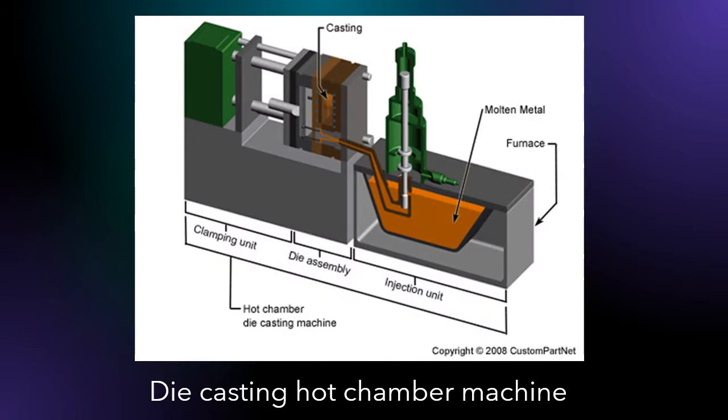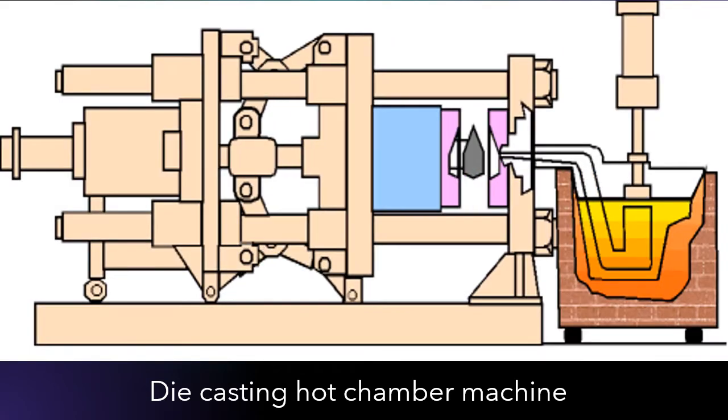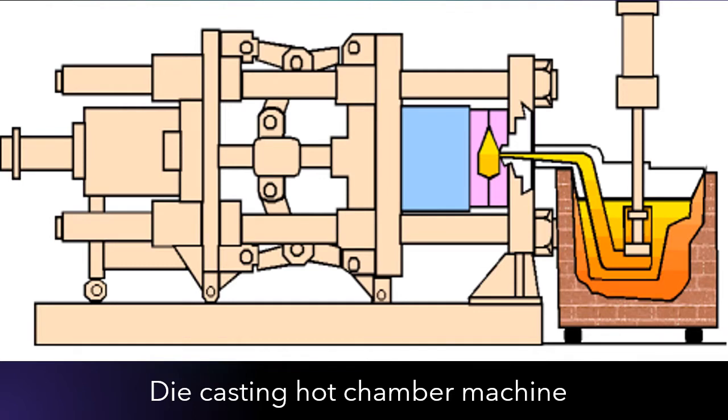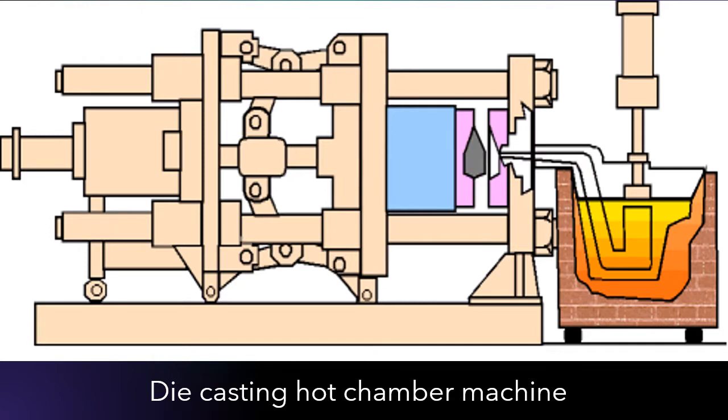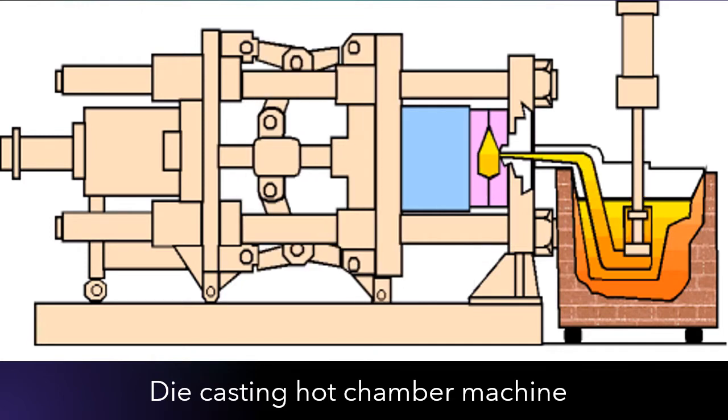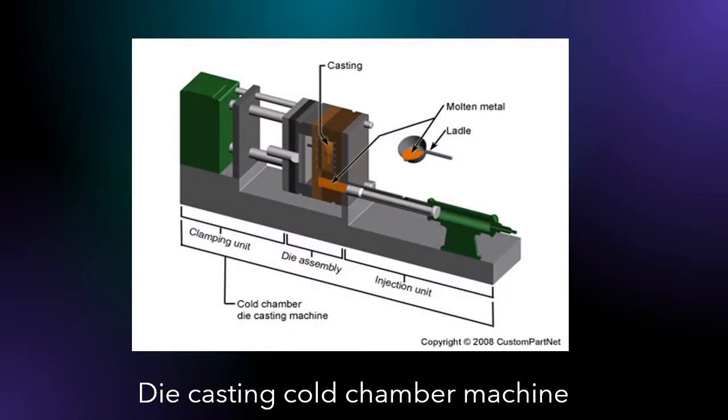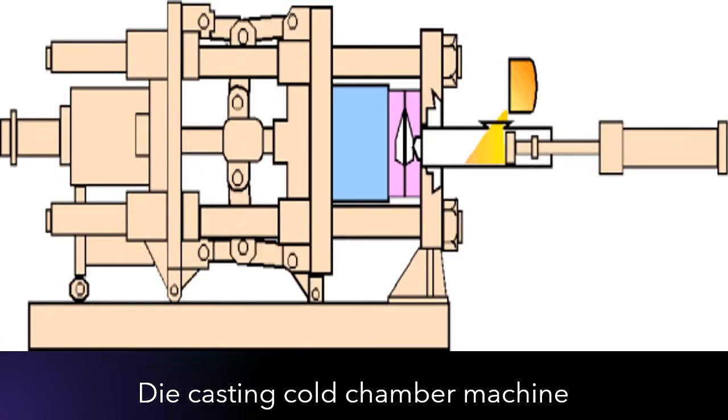The first type of die casting process is called the hot chamber machine. In this process, the metal is melted in a container attached to the machine. Then, a piston is used to inject the liquid metal under high pressure into the die cavity. In the die casting cold chamber machine, the molten metal is poured into a chamber from an external melting container. The piston is then used to inject the metal under high pressure into the die cavity.